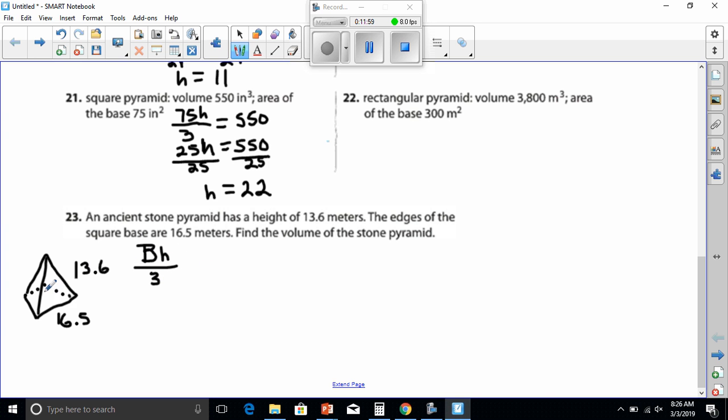Base times, big base times height divided by 3. The base is, since it's a square, the area, the formula for the area of a square is base or length times width. So we can say that's going to be 16.5 times 16.5. And we're going to have to multiply that to my height, and my height is 13.6. And we have to divide all that by 3.